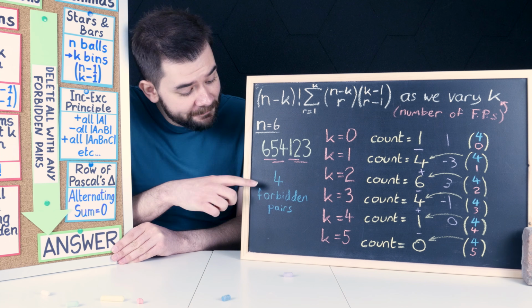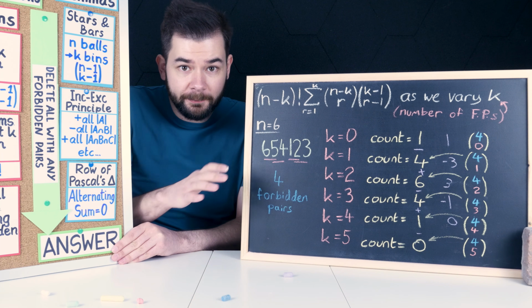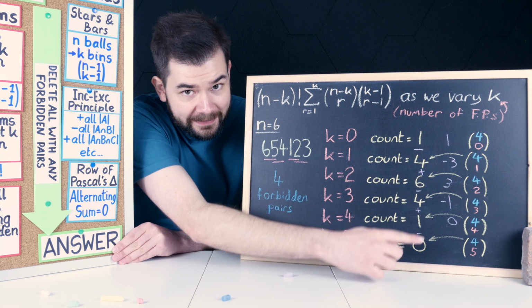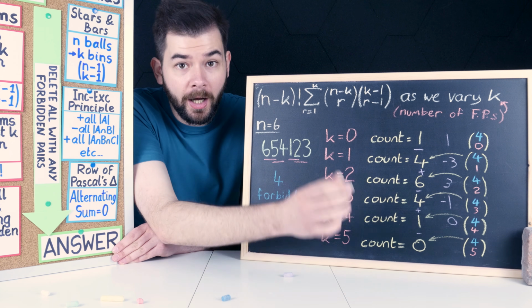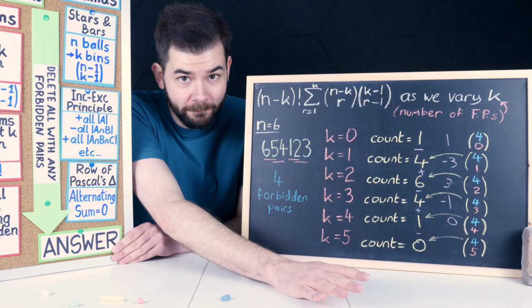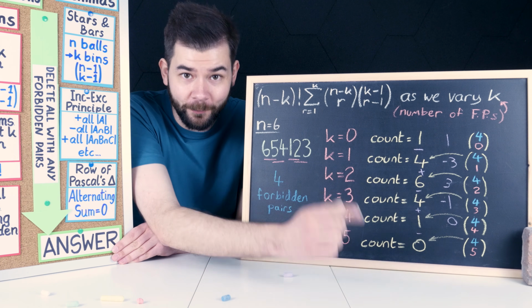So just to reiterate, if this permutation contains any number of forbidden pairs, it's going to be deleted as part of our inclusion-exclusion routine. The only ones which will be left are the permutations that contain no forbidden pairs, and they are exactly the ones that we want to count.